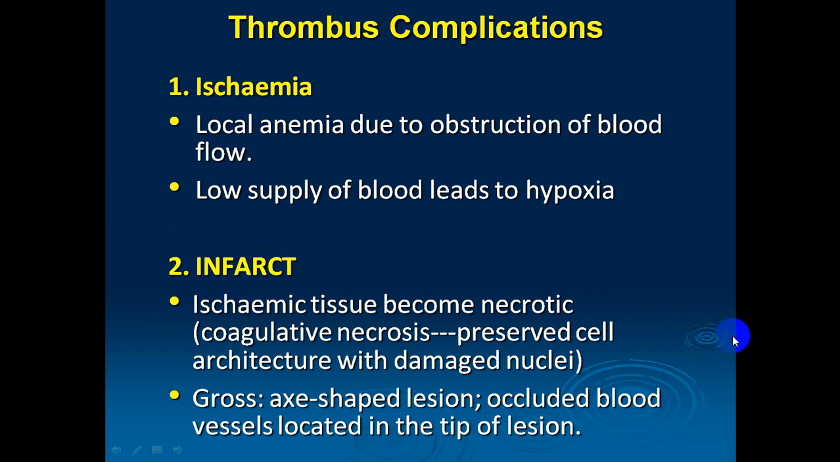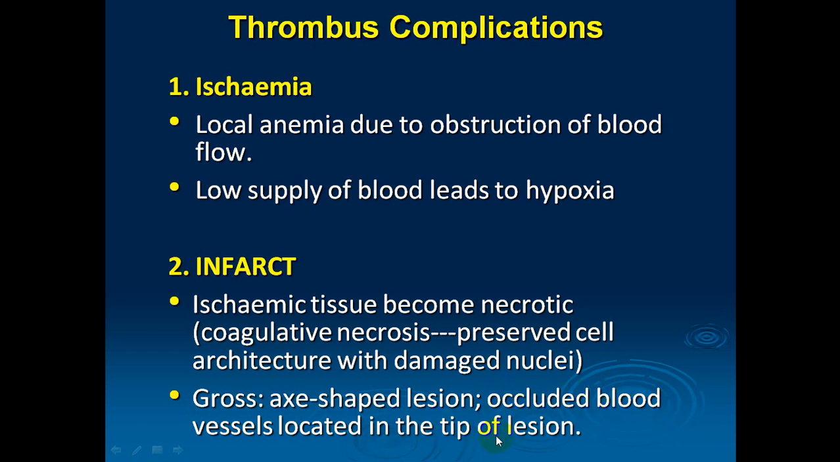Okay, infarct has quite specialized structures. We call it coagulative necrosis. Infarct is composed of coagulative necrosis. Coagulative necrosis means that the cell morphology is preserved. However, the nuclei are damaged. And then grossly, there are triangle-shaped or X-shaped lesions, and blood vessel occlusion happens in the tip of the lesion.